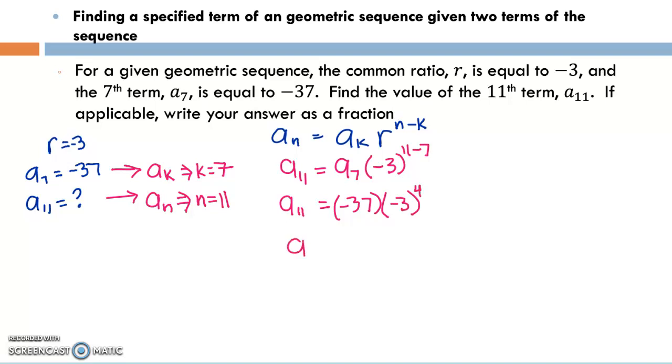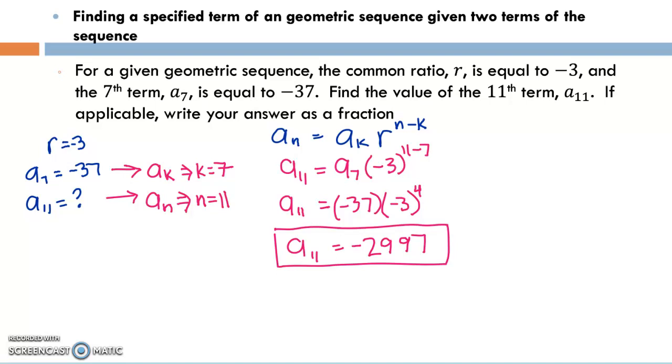After I multiply this out, I find that my 11th term is equal to negative 2,997. So that is finding specified terms of a geometric sequence given two terms of a sequence.